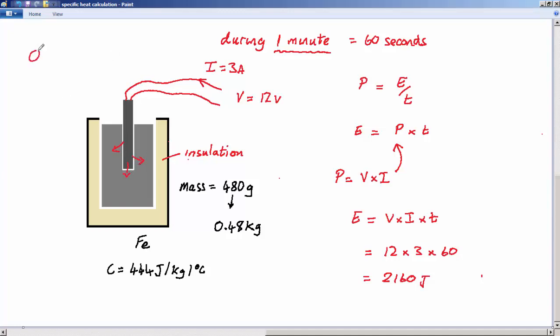Okay, Q will be equal to 2160 joules, and then you will go on to the next step, which will be to use the specific heat equation to work out the resulting change in temperature.